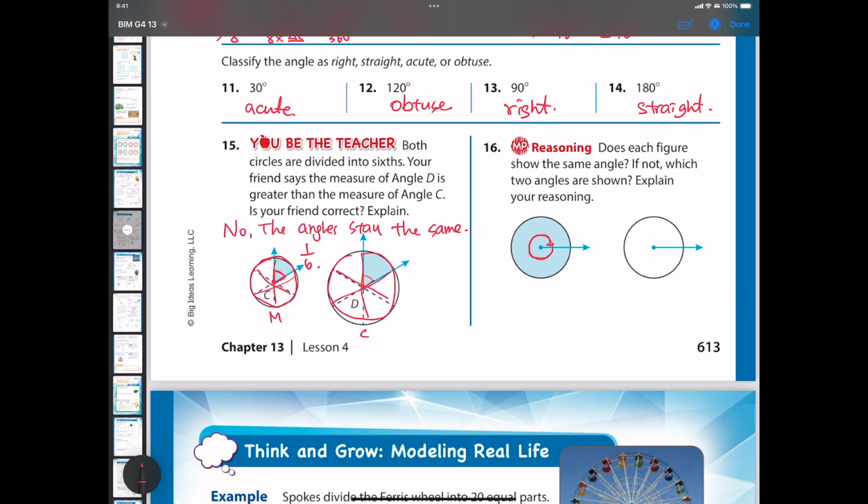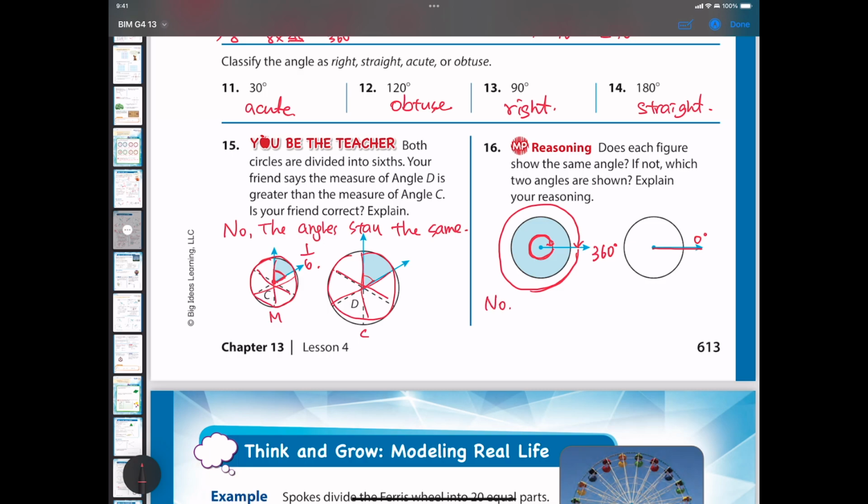Okay, so this represents what? It turns, it rotates one full circle. Okay, but this one stays the same. That means what? This rotates 360 degrees and this stays at 0. It doesn't move. Okay, so the answer is what?